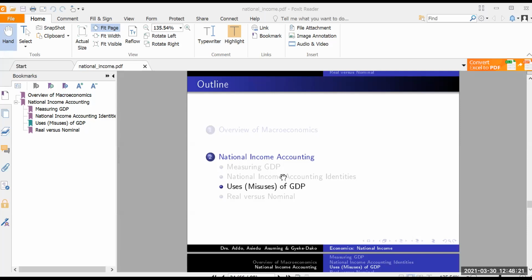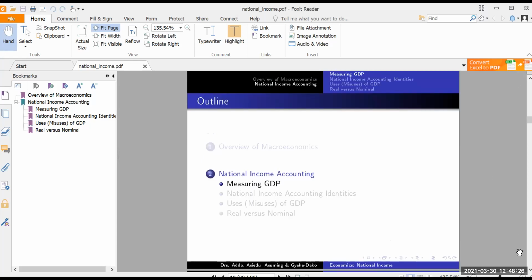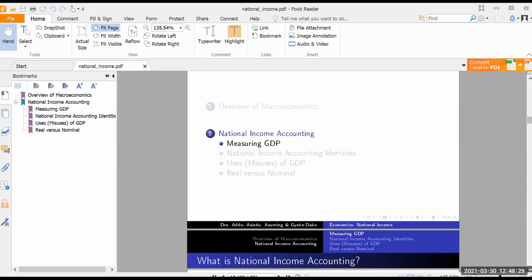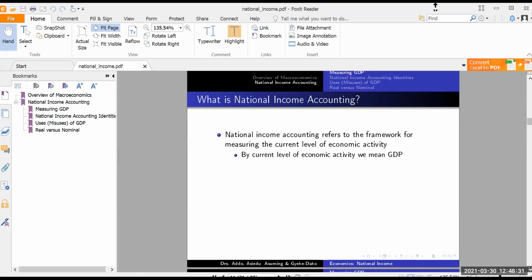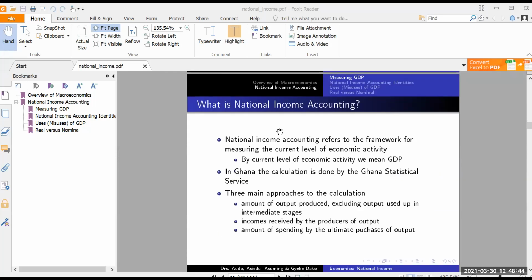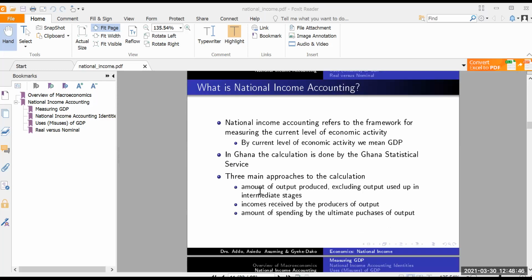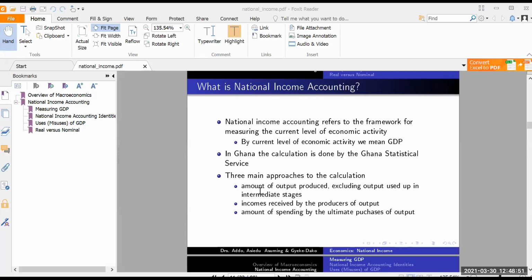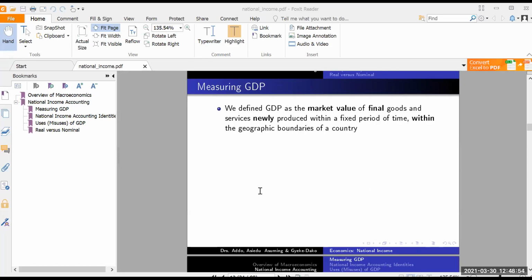We talked about measuring GDP. I think that we did talk about that. I can just take a quick step back, and if we didn't, please let me know. We talked about this one, if I remember. So what is national income accounting? Yes, class rep, you can unmute yourself if something is not clear. And then the three main approaches to the calculation of GDP. And so how do you measure GDP? Measuring GDP, we did talk about this one, I think.